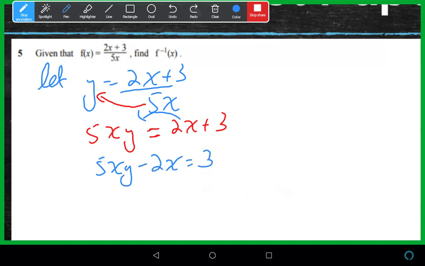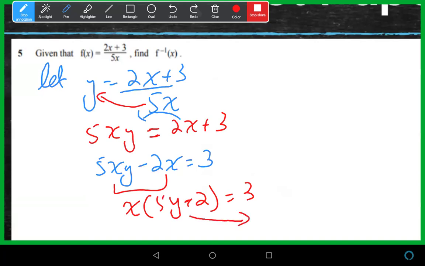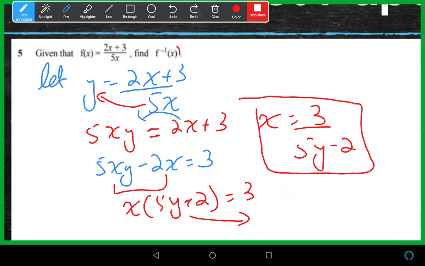Now, as you see, in both terms we can take x common, so it will become x times (5y minus 2) is equal to 3. Now we can make x the subject. This (5y minus 2) is multiplying with x, so it will go to the right side and be divided. It will become 3 divided by (5y minus 2). No, this is not the final answer. We have to replace y by x, so the inverse is 3 divided by (5x minus 2).